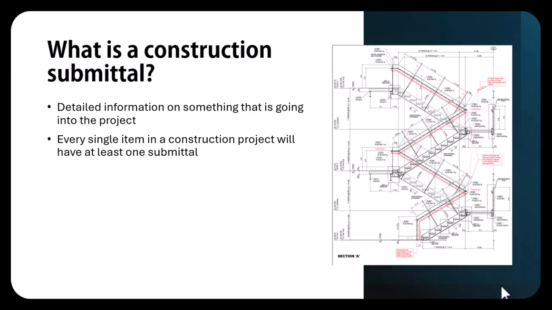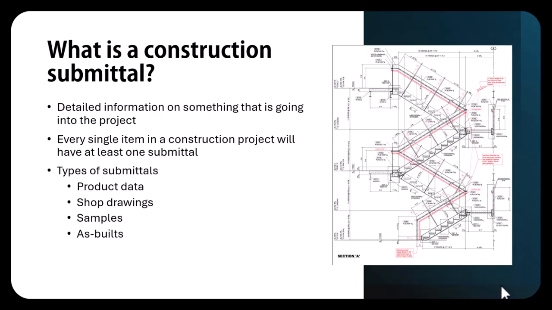Now, there's different types of submittals for different things. So what you get for your paint is going to be very different than what you get for your stairs and what you get for your framing, things like that. So the big four categories are product data, shop drawings, samples, and as-built. Starting with the first one, product data basically tells you everything you need to know about blank. And then you fill in the blank with your different subcontractors.